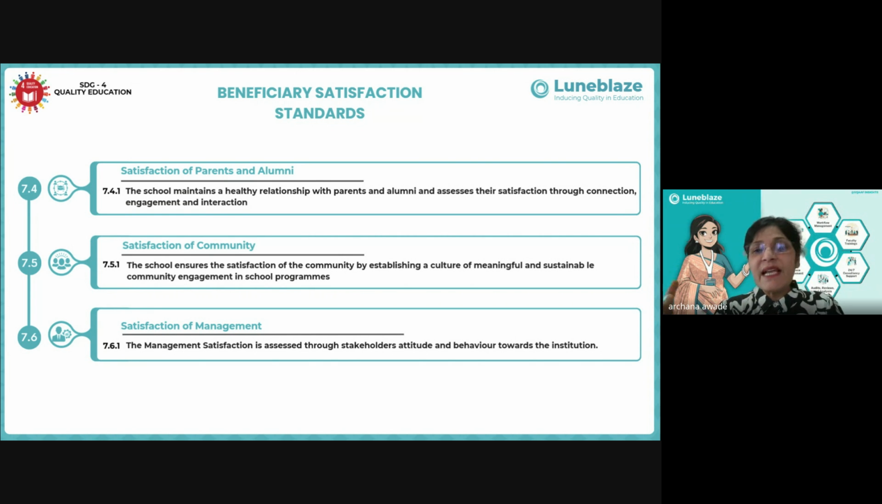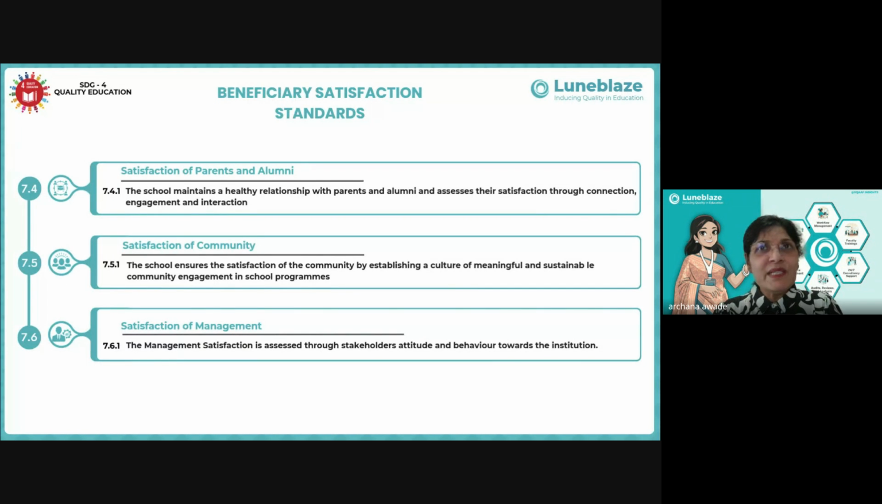Next is about satisfaction of the community. The standard statement for measuring the satisfaction of the community is: the school ensures community satisfaction by fostering meaningful and sustainable engagement in school programs. The school exists within the community, and the school's image depends on how we engage with local organizations, leaders, and the school's social causes.